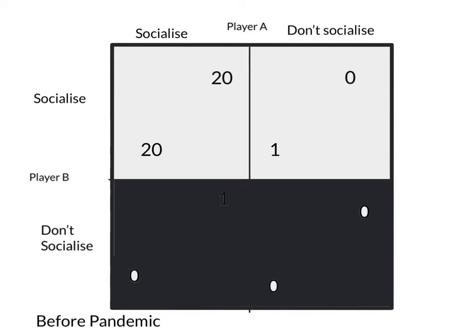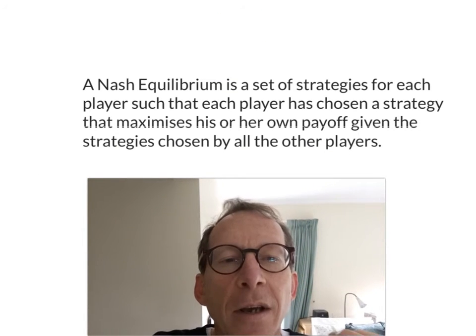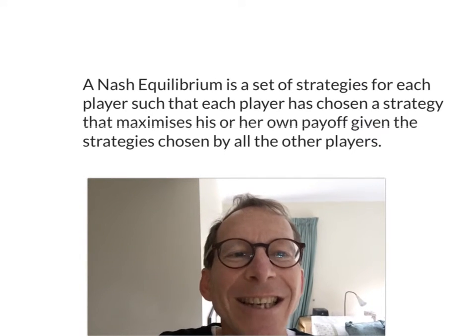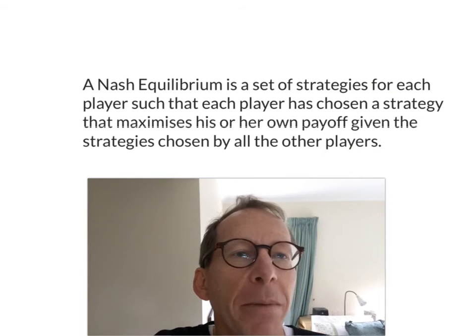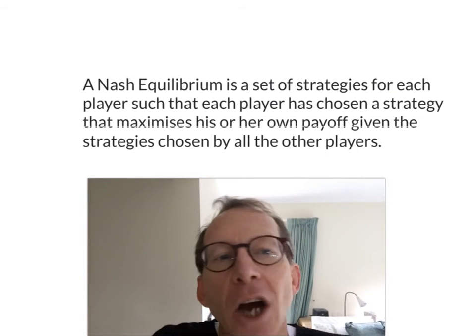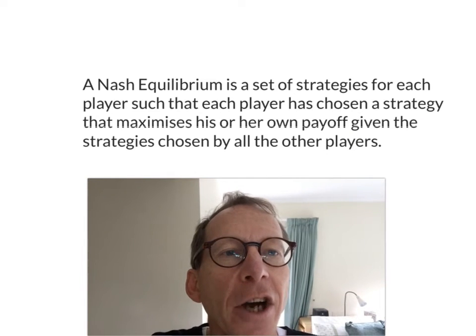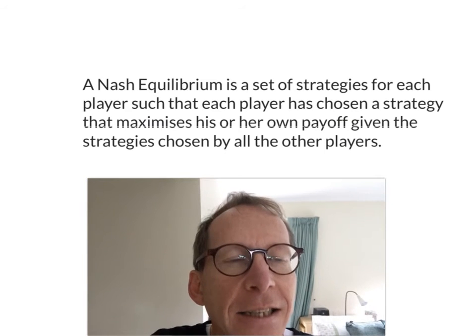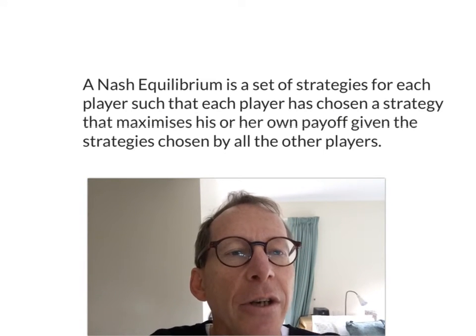And it's pretty easy to see that if we turn our attention to player A, and player A believes that player B will choose to socialise, then player A will also want to socialise because they get a payoff of 20 rather than 0. So here, the situation where both player A and player B socialise is what we call a Nash equilibrium. Given that I believe B is going to socialise, if I'm player A, I want to socialise. And given that I socialise, player B wants to socialise. It's self-reinforcing. They're simultaneously consistent actions or strategies.